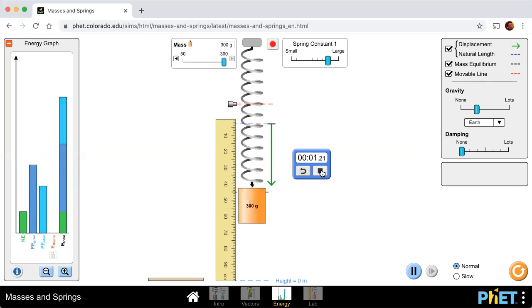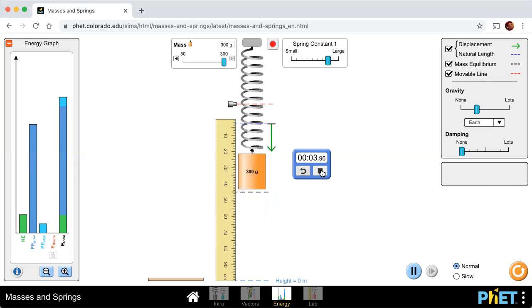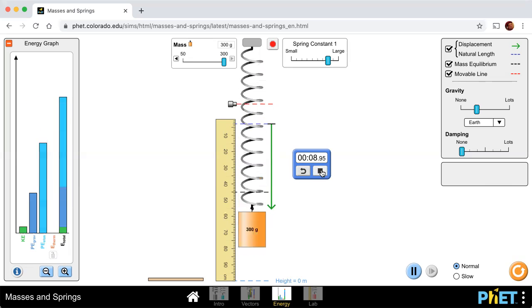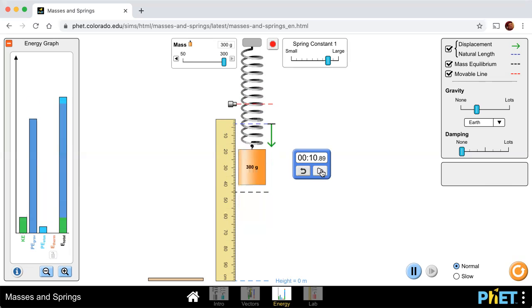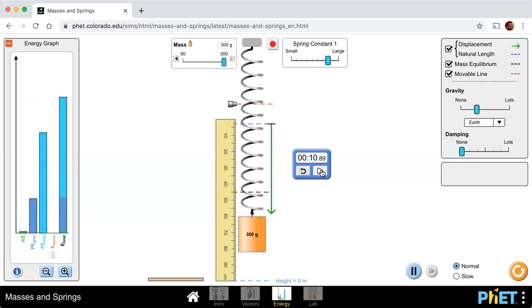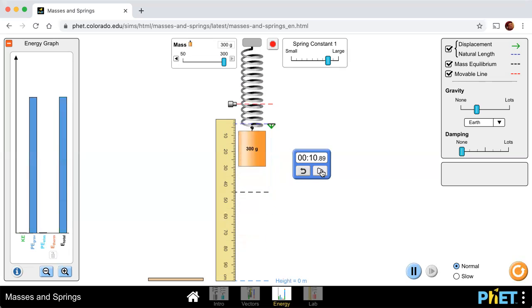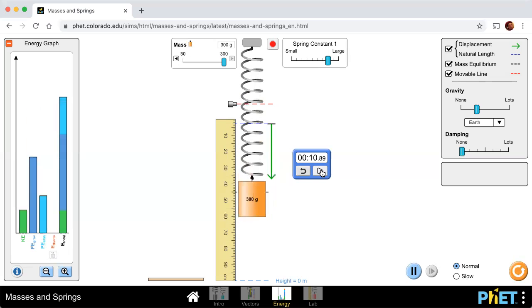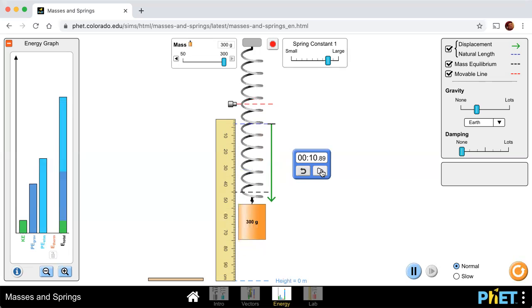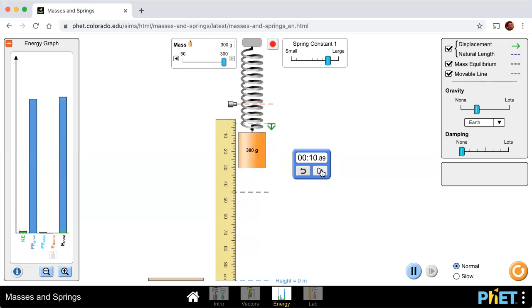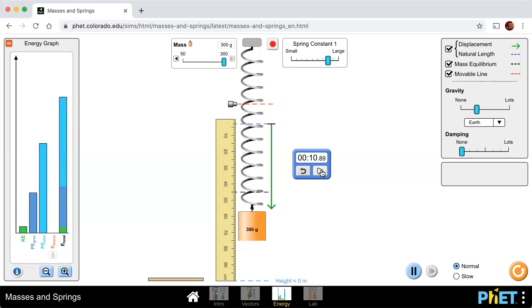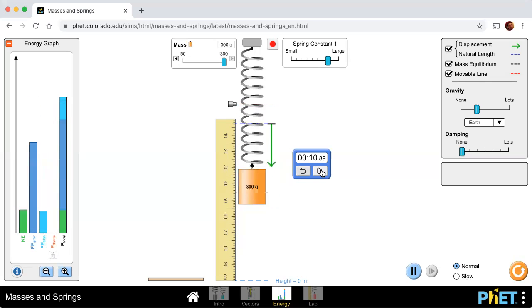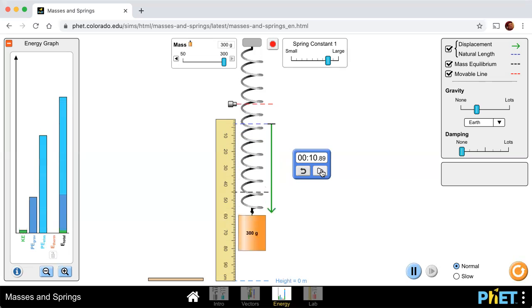Start. 1, 2, 3, 4, 5, 6, 7, 8, 9, 10. 10.89. So that's 1.089. The last one should have been 1.084. I wrote down 1.84. Let me correct that. Make that a 0, 1.084. And let's do it one more time.